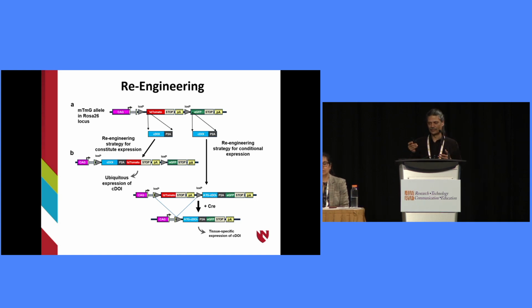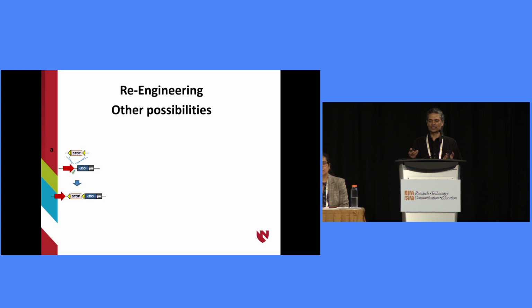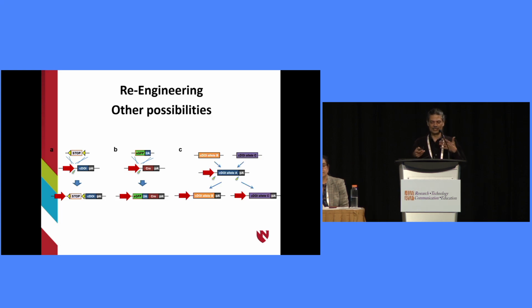And the other possibilities of re-engineering, if you want to convert an existing mouse that does not have any lox-stop-lox, if it is a constitutive expression, you can convert it into conditional expression by inserting lox-stop-lox. The second one is if you want to insert a fluorescent protein into your existing Cre mice, for example, you will create a GFP knock-in, like a GFP reporter mouse.